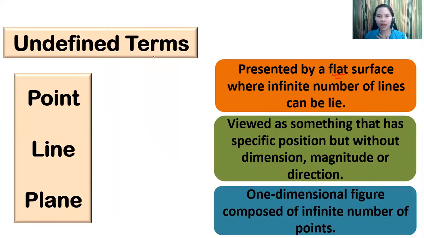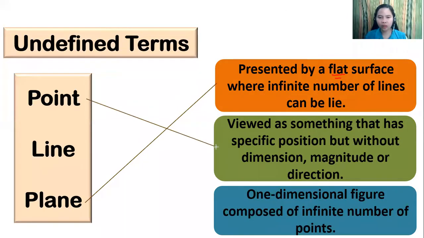Let's draw a line. We have plane. A plane is presented by a flat surface. Next, the letter in green: viewed as something that has a specific position but without dimension, magnitude, or direction. So it has no width and no height. It has just a specific position without any dimension. So the correct answer for this item is point.